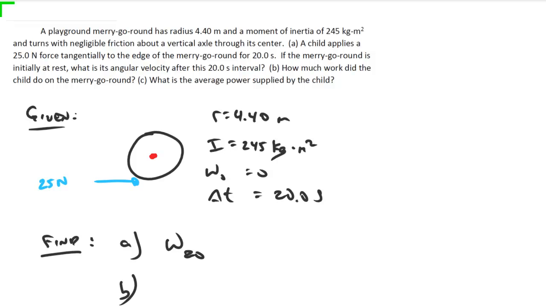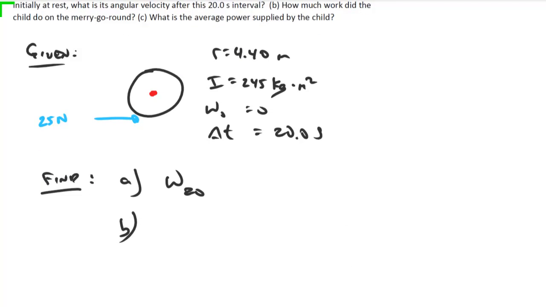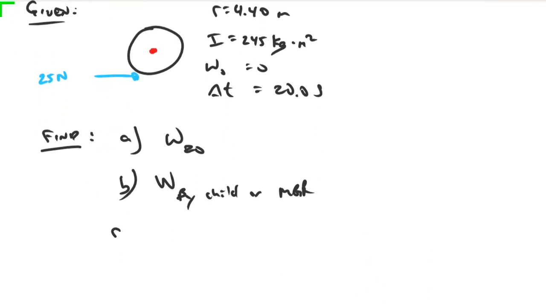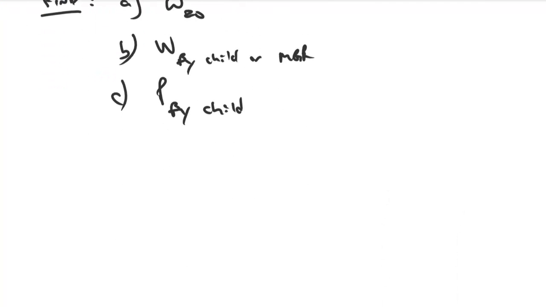For B, we're looking for how much work was done, so the work done by the child on the merry-go-round, MGR. And lastly, the power, right? So the power supplied by the child. So these are the things that we're looking for, and we'll do them very much the way that we would linear quantities as well. So let's start out with part A.